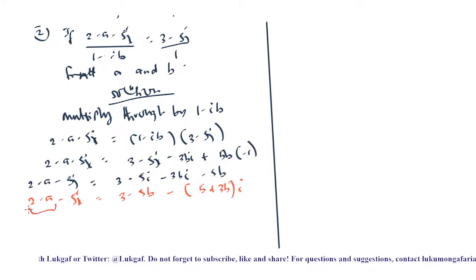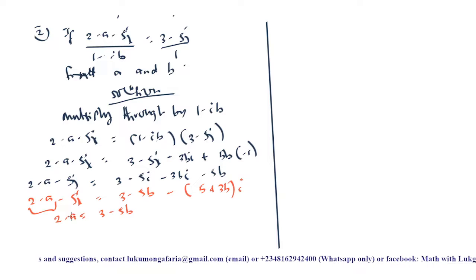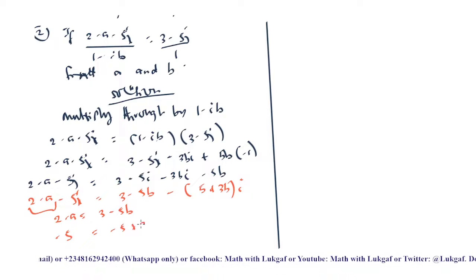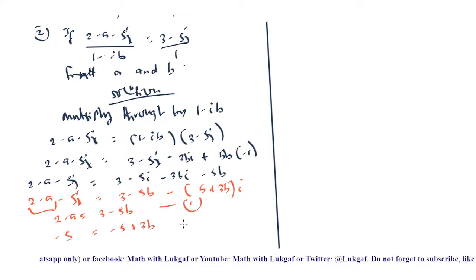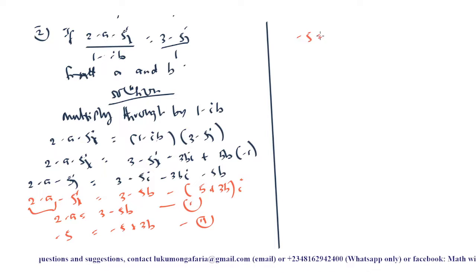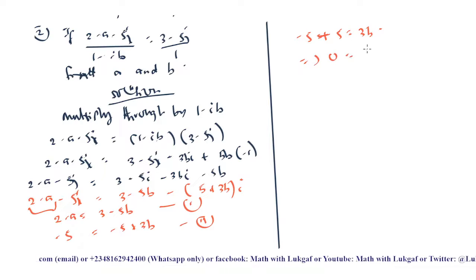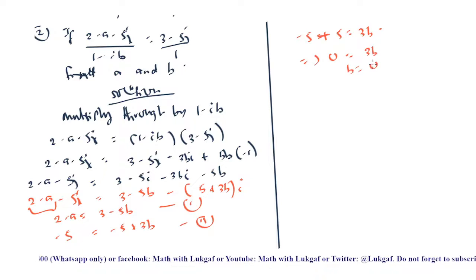You know the real part here is 2 minus A, and I can have my 2 minus A equals to what? 3 minus 5B. Then likewise, imaginary with imaginary, that's minus 5 equals minus 5 plus 3B. So you can call this equation 1, equation 2. And simply from your equation 2 here, I think you can proceed further. If I bring this guy here, you will notice that I'm going to have minus 5 is equal, plus 5 is equal to 3B, which implies that 0 is equal to 3B. That gives B equals 0.